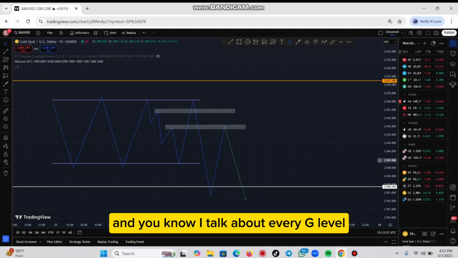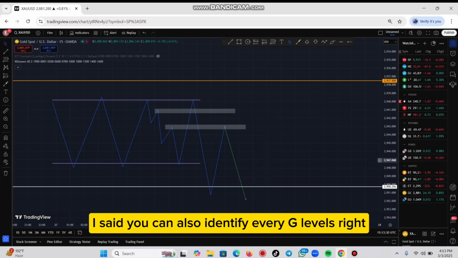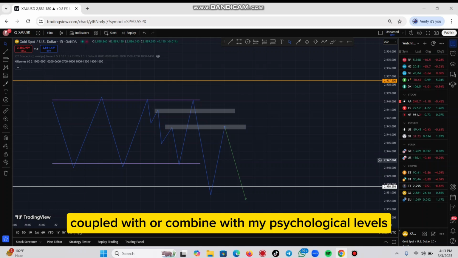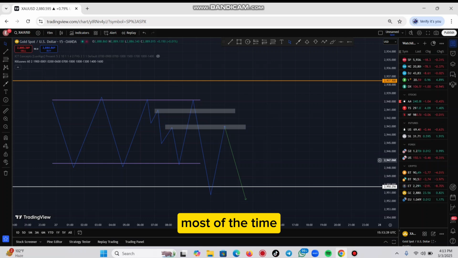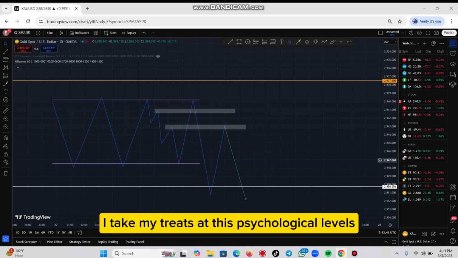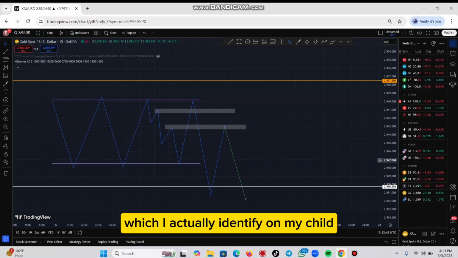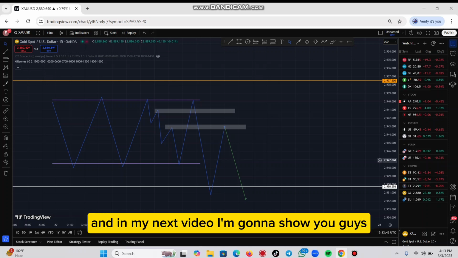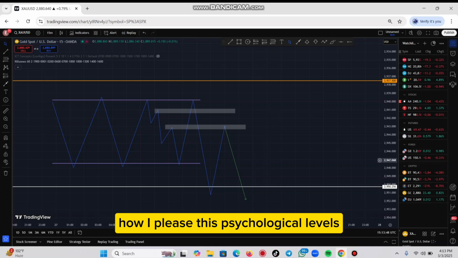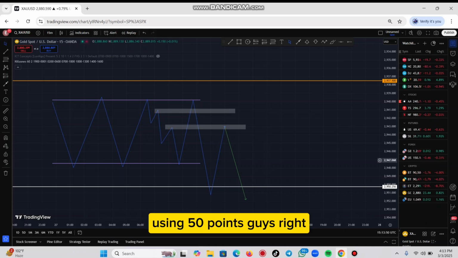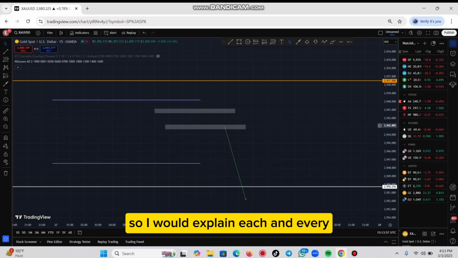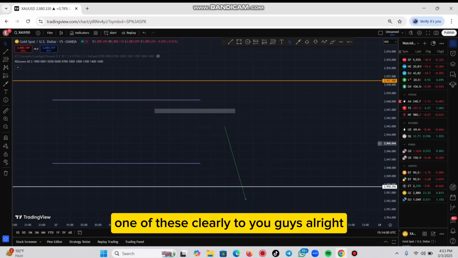All right, and you know I talk about FVG levels. I said you can also identify FVG levels, right? Now this particular concept combined with my psychological levels, most of the time I take my trades at these psychological levels which I actually identified on my chart. And in my next video I'm going to show you guys how I place these psychological levels using 50 points, guys. All right, now let's dive into the chart so I would explain each and every one of these clearly to you guys.